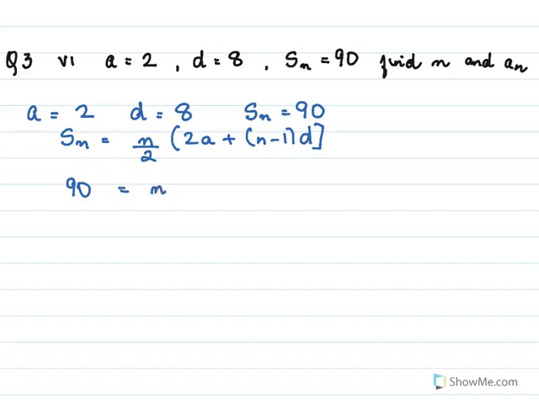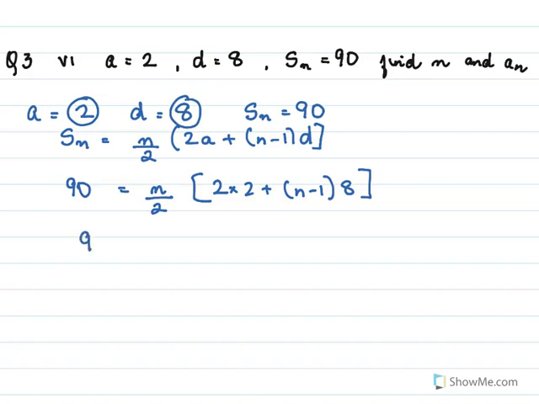The number of terms n is not given, n over 2. The first term a is 2, n minus 1, the d is given as 8, and I will go ahead and solve this. So we have now here 90 equal to n by 2. 2 into 2 is 4, plus, we open the bracket, so we have 8n minus 8.